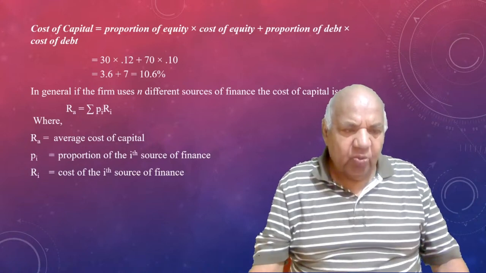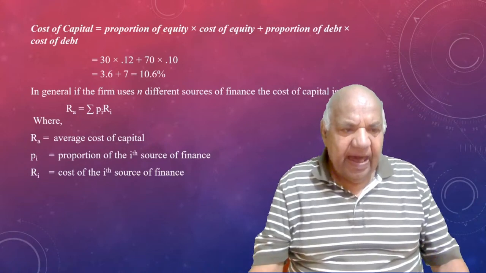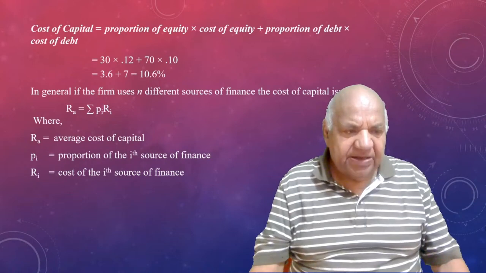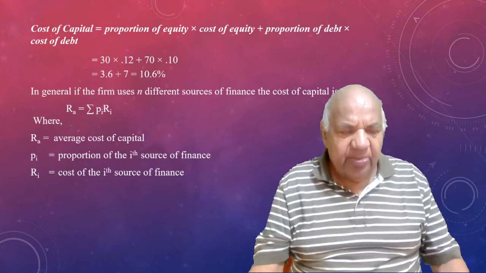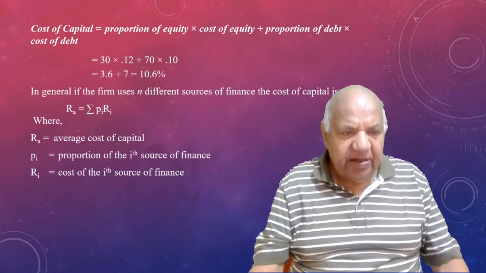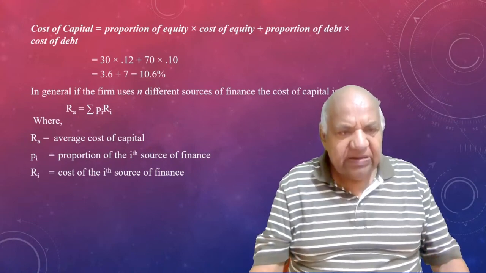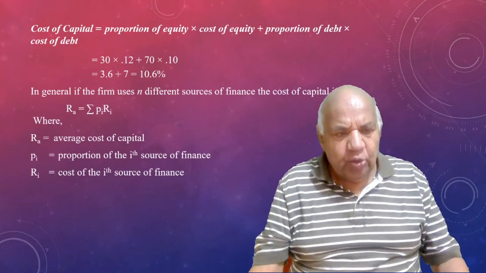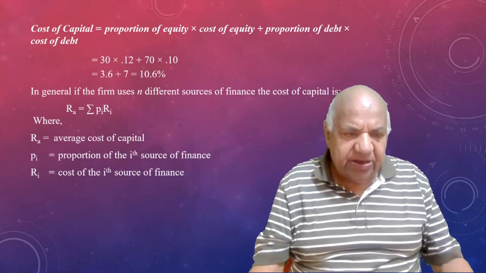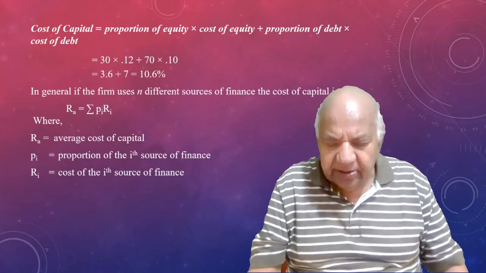In the form of a formula, you may say average cost of capital, that is RA, equals the summation of P1 R1, proportion of first source of finance, cost of the first source of finance, plus P2 R2 plus P3 R3, and so on.